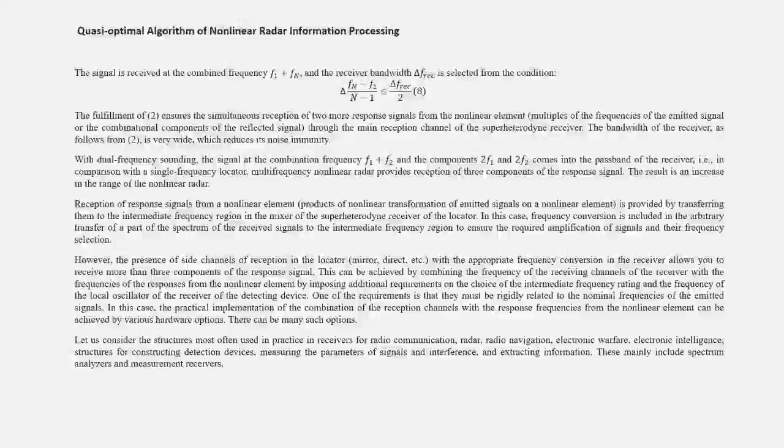Let us consider the structures most often used in practice in receivers of radio communication, radar, radio navigation, electronic warfare, and electronic intelligence, structures for detection devices, measuring the parameters of signal and interference, and extracting information. These mainly include spectrum analysis and measurement receivers.